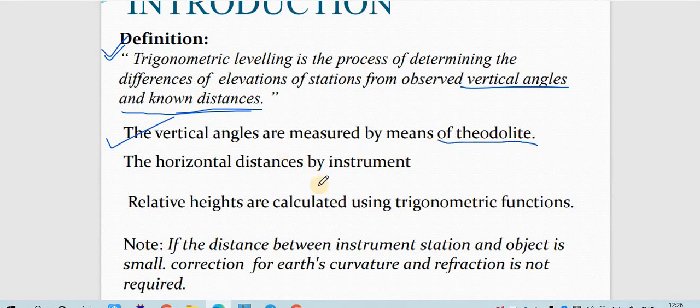Next one is the horizontal distance by instrument. We can also find the horizontal distance with the help of a chain or tape. So these two things are required. Based on that we apply some trigonometric rules and find the difference of elevation of the station as well as the vertical distance. The relative heights are calculated using trigonometric functions.